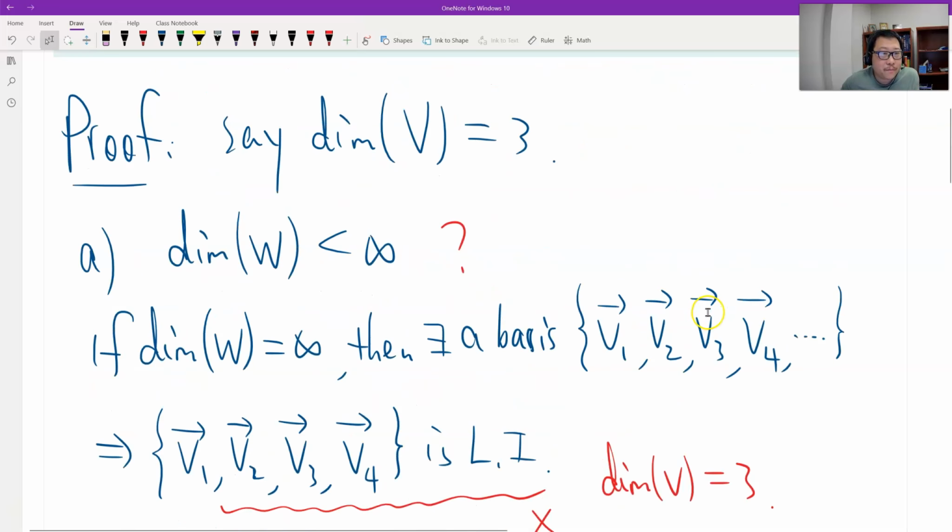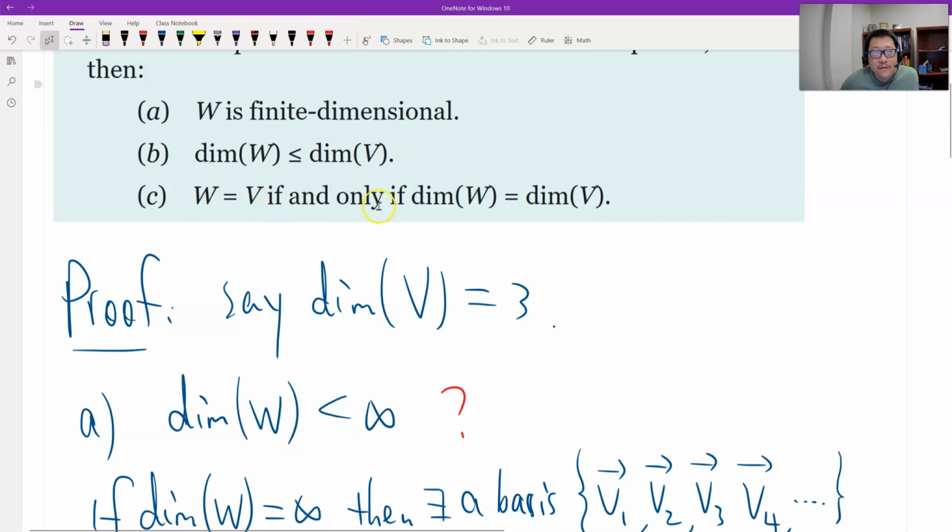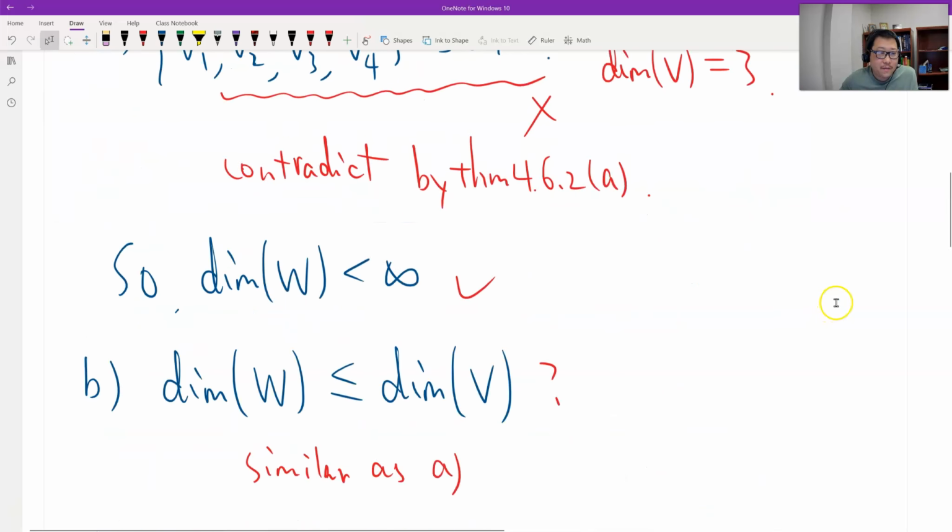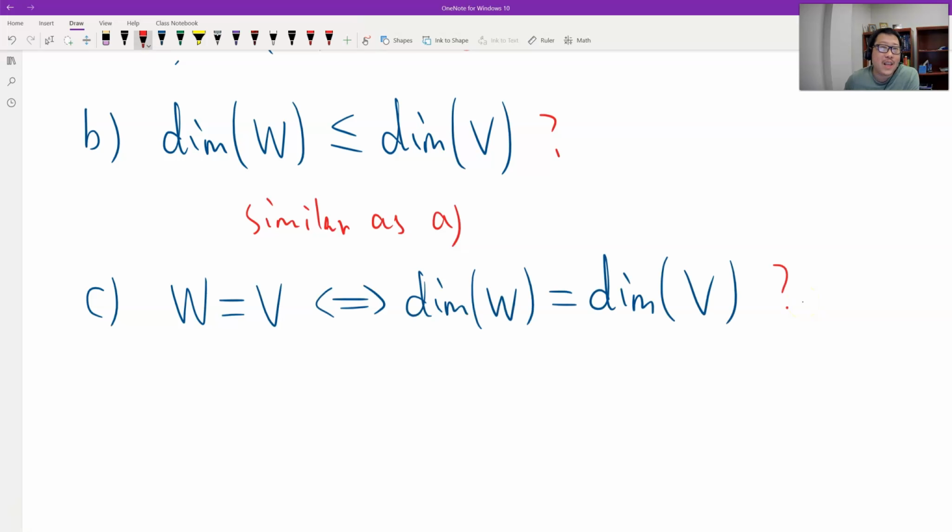And now we look at C. W equals V is equivalent to the dimensions equaling each other. Let's see why. This is if and only if, so we have 2 parts. The first part is easy. If W equals V, the subspace equals the whole space, the dimensions should be equal to each other. Definitely, because W is the same as V. The same set, the same space, so the same dimension. The first part is obvious, right?